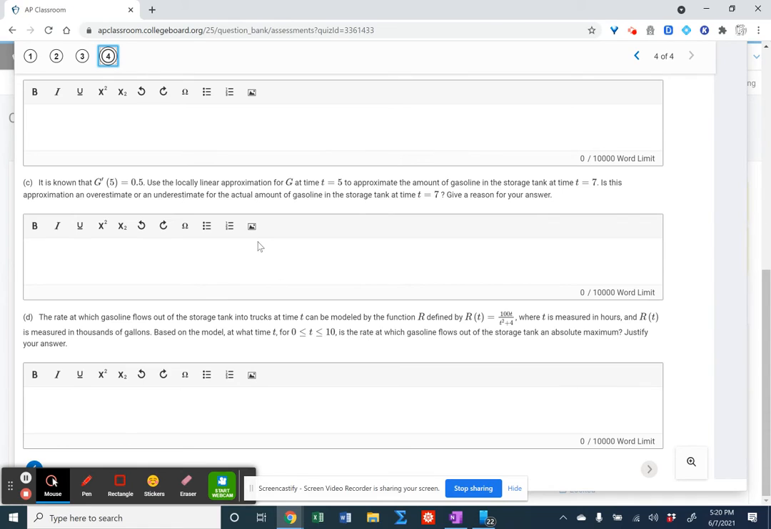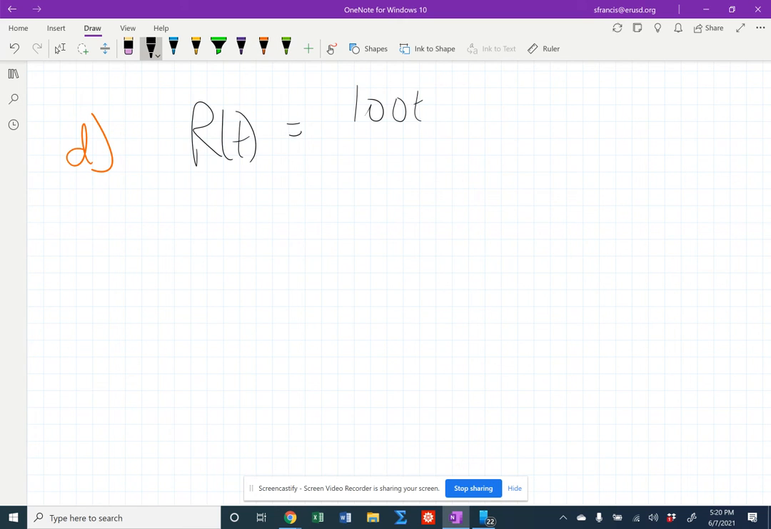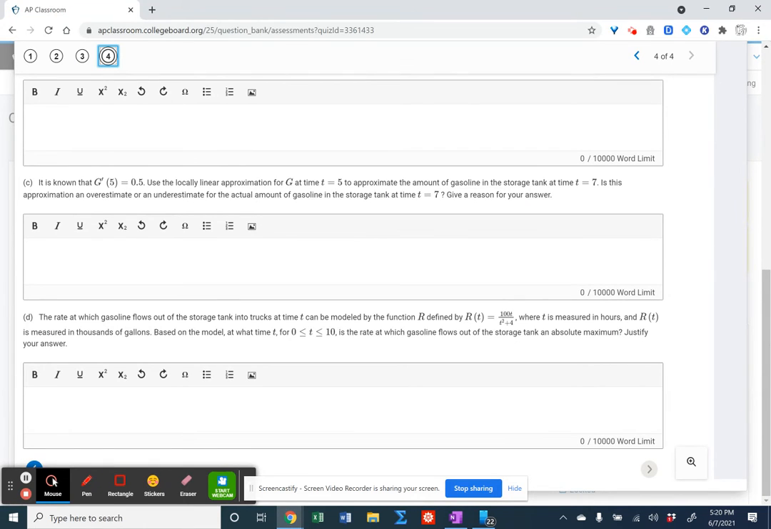And lastly, D. The rate at which gasoline flows out of the tank and into trucks at time t can be modeled by the function r, defined by r of t equals 100t over t squared plus 4. t is measured in hours, r of t is measured in thousands of gallons. Based on the model, I'm pausing because r of t is measured in thousands of gallons.